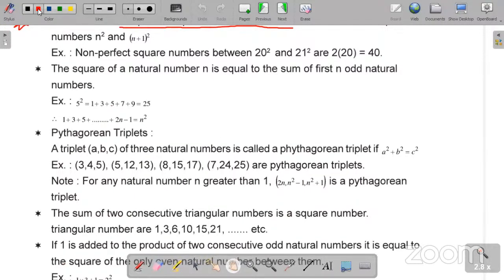The square of a natural number n is equal to the sum of the first n odd natural numbers. How do you understand this concept? This is very important.